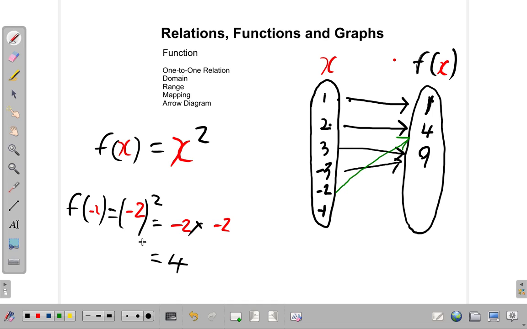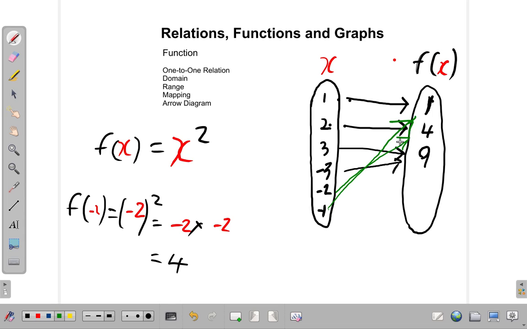Now, what about negative 1? You will do the calculation for negative 1 now. And what you will find is that negative 1 is mapped onto 1. Because negative 1 squared is 1. Now, what you have is each value in the domain is mapped to one and only one value in the range. So it is a function. It's still a one-to-one mapping. Alright?